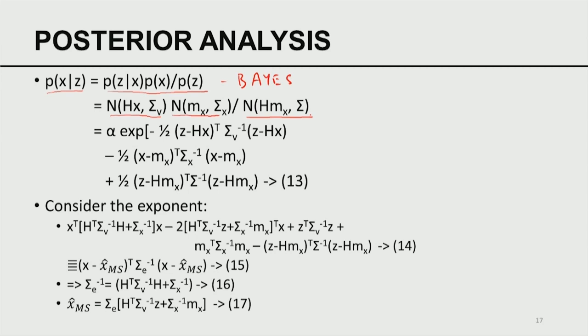This can again be expressed as a constant times this complicated expression. Even though it looks complicated arithmetically, it is easy to simplify. Now consider the exponent term. Again, we are going parallel to what we did in the scalar case. In the scalar case, everything was scalar quantities. Here, we simply need to consider matrix vector quantities. So we consider the exponent: X transpose H transpose sigma V inverse H plus sigma X inverse, times X. So the exponent can be written like this.